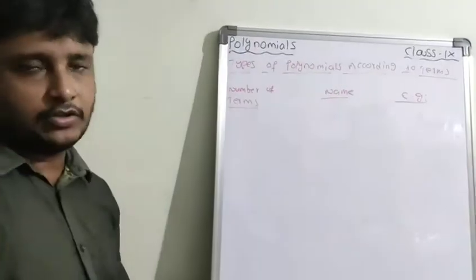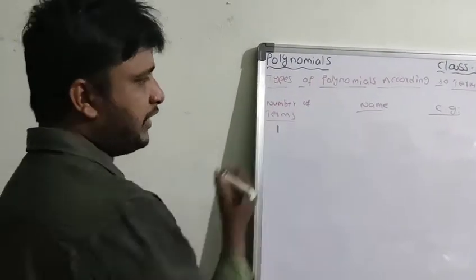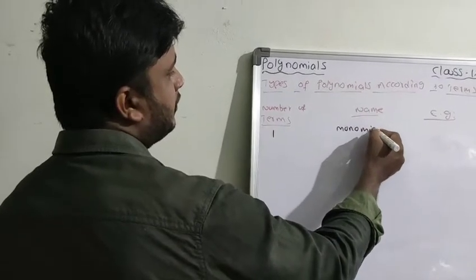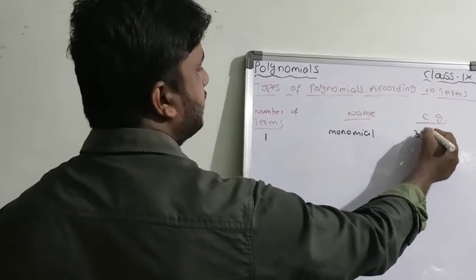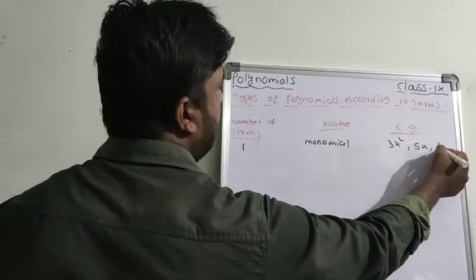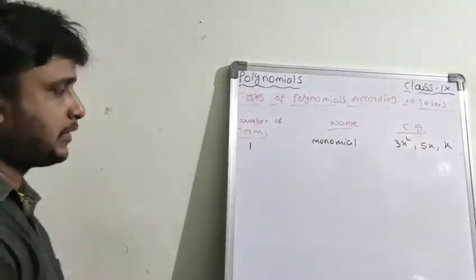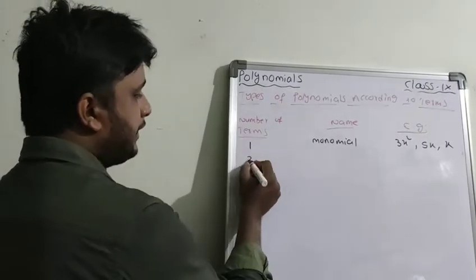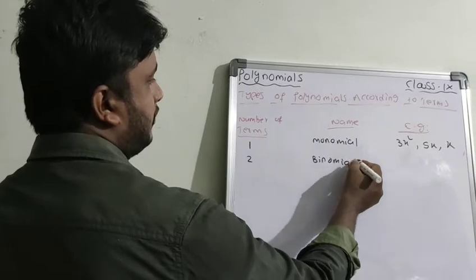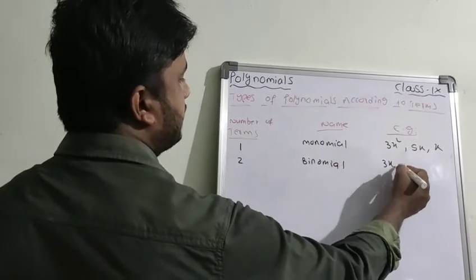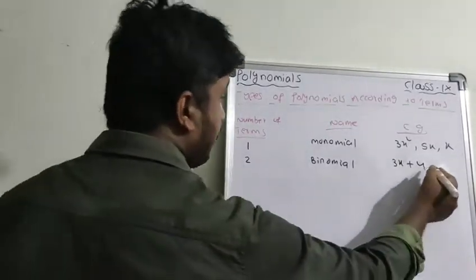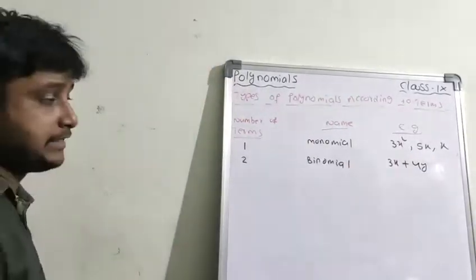Types of polynomials according to terms. If the number of terms is only one, it is called a monomial. Examples: 3x squared, or 5x, or x. These are the examples separately. If there are only two terms, then it is called a binomial. 3x plus 4 is called a binomial. 3x plus 4y, you can also take. Okay, this is called a binomial.